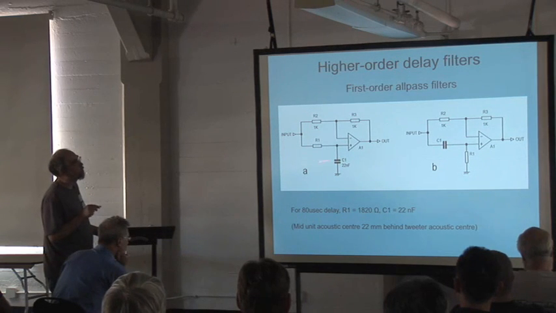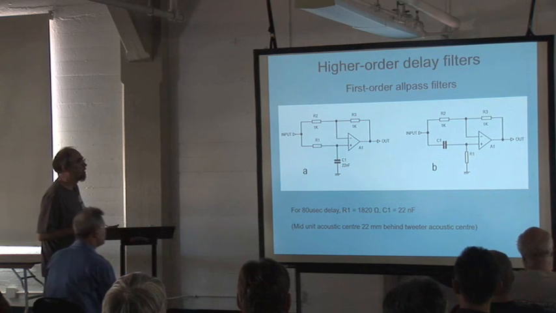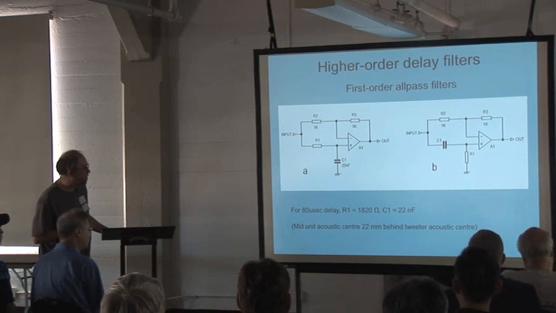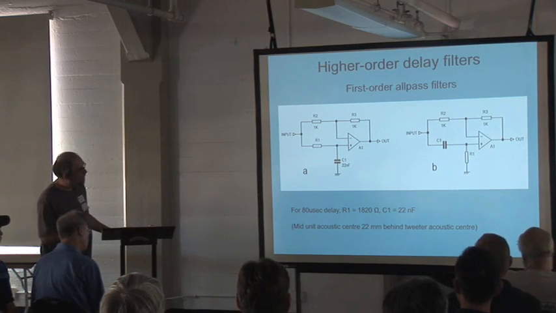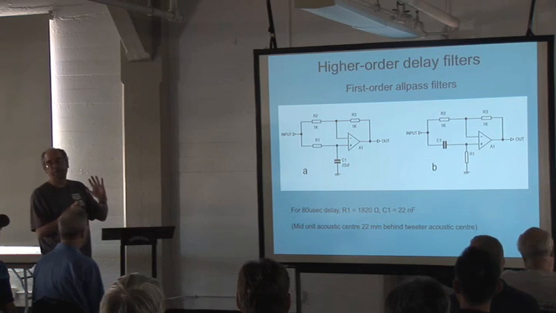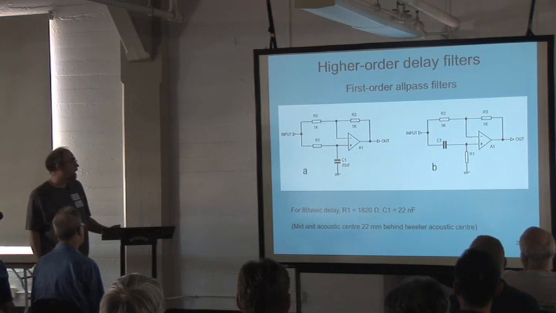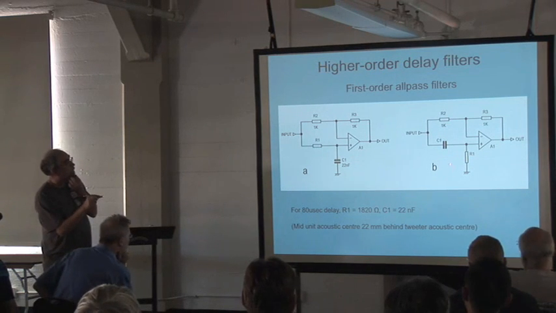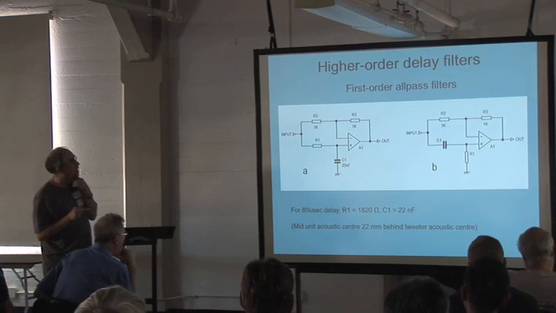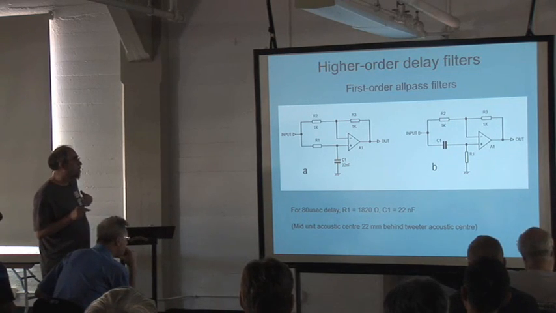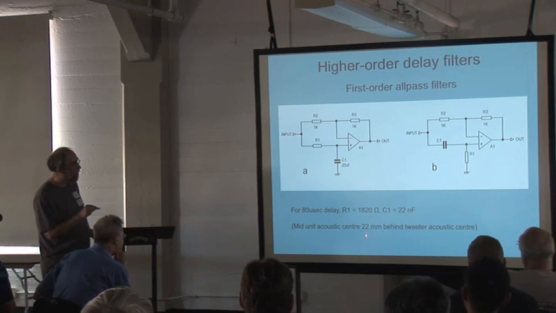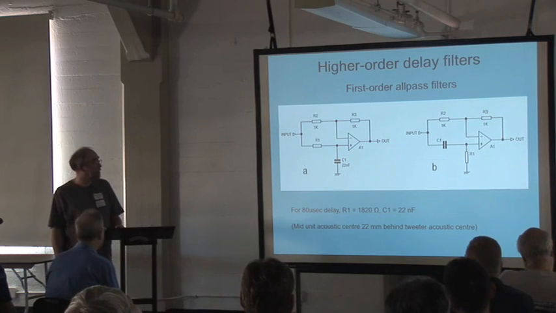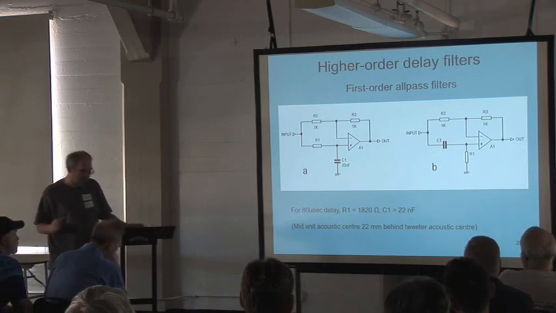Interestingly, they have subtly different distortion characteristics. But I can't really get into that, even if you want me to, for lack of time. Now, for an 80 microsecond delay, which is, I would say, something like the average delay you're going to need between a tweeter and a mid-range unit, at a nice round number anyway, then your figure for R1 there is 1820 ohms, with a 22 nanofarad capacitor, so they're nice practical values. And that corresponds to having the acoustic center of your mid 22 millimeters behind the tweeter. And that 22 millimeters is very carefully chosen to give you the round figure of 80 microseconds.